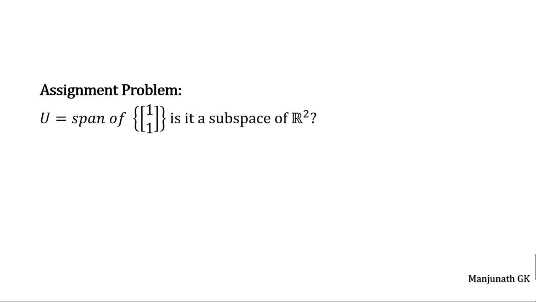Let you think by yourself. U is a set of vectors. It is a span. The meaning of span is linear combinations of the given vector (1, 1). Is it a subspace of R2? The answer for this is that it is a subspace of R2. Conclude by checking all those conditions by yourself.